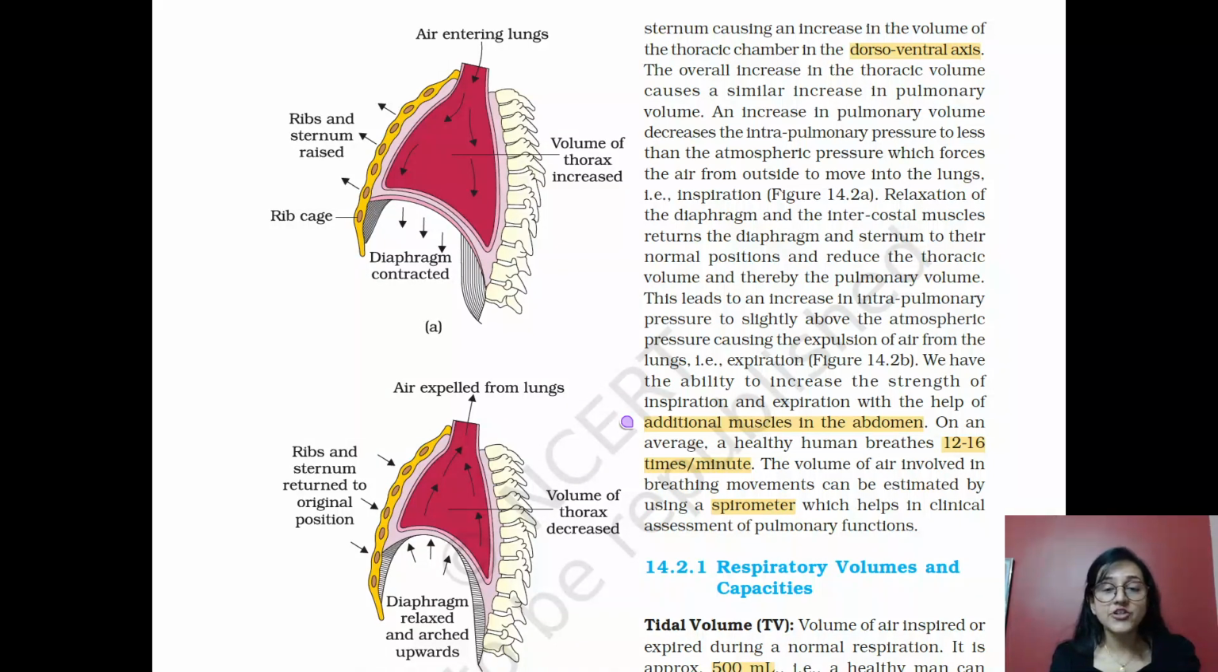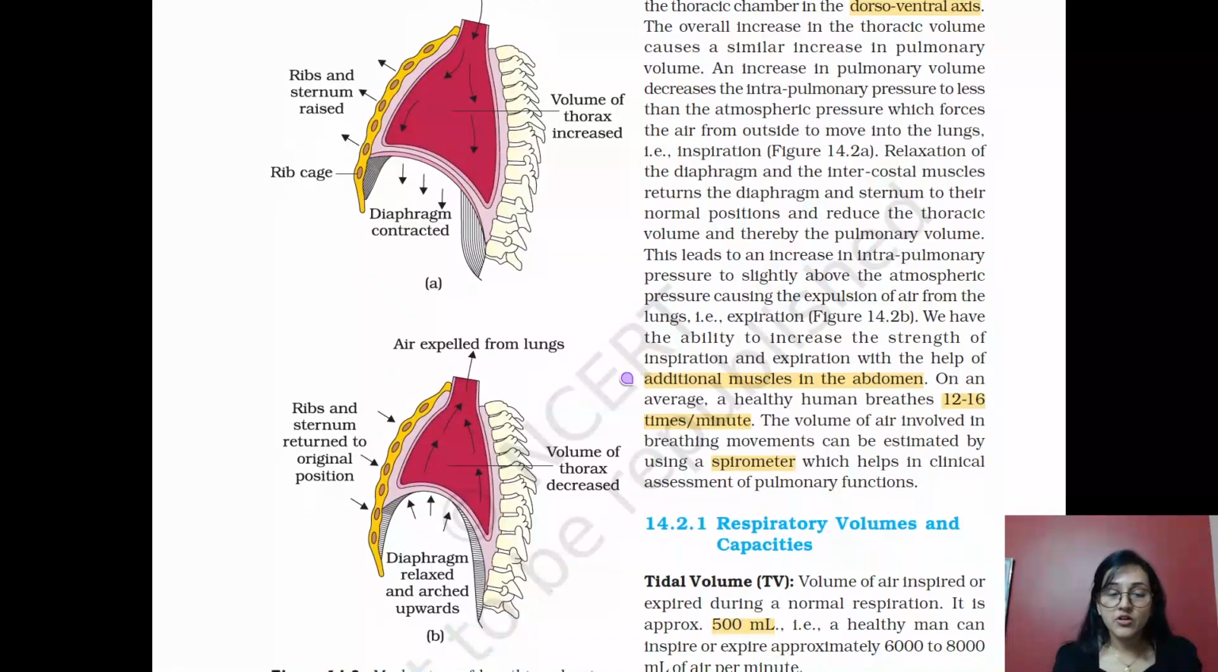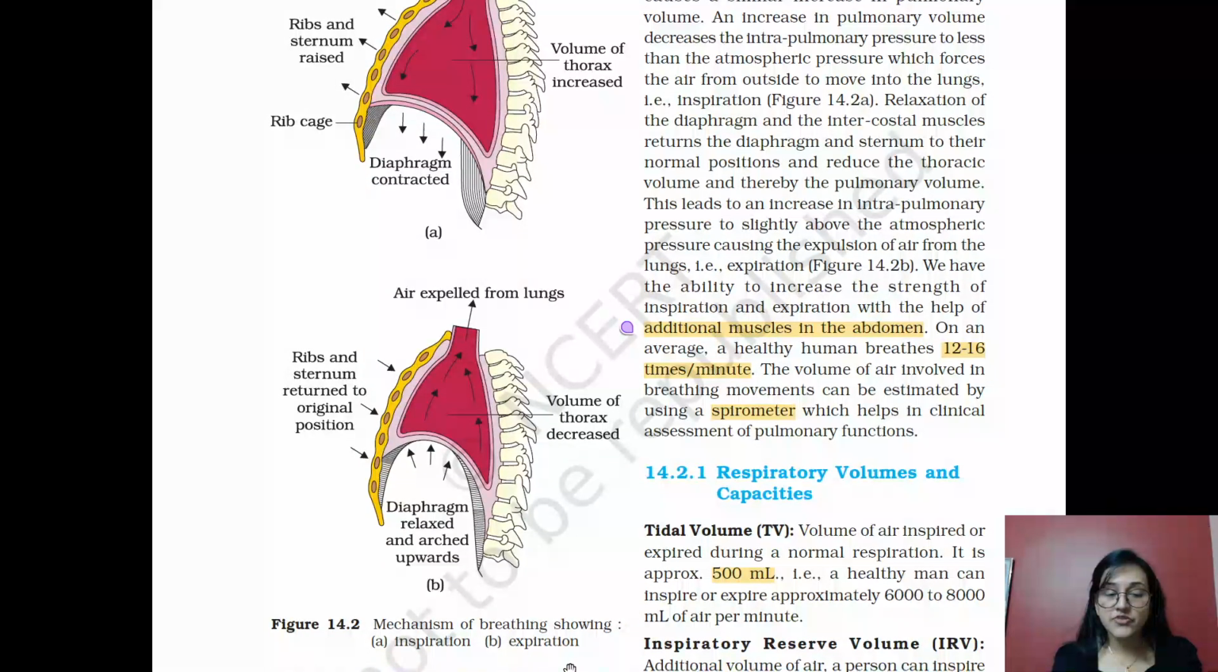Next, relaxation of the diaphragm and the intercostal muscles returns the diaphragm and sternum to their normal positions and reduces the thoracic volume and thereby the pulmonary volume. So, we are coming to figure number 4.2b, which shows the expiration process. Now, as we have seen in diagram A, the diaphragm is contracted. Then the diaphragm is relaxed in this diagram B.